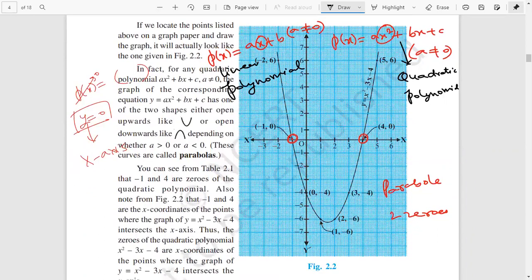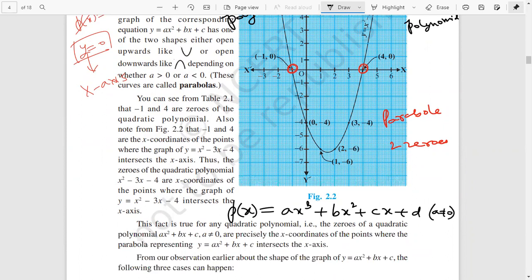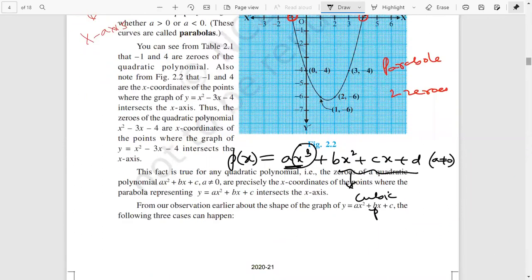What will be the standard equation of a cubic polynomial? It will have x cube also. So p(x) will be a cubic polynomial. The standard equation we can write as ax cube plus bx square plus cx plus d. Again the condition is that a should not be equal to 0, because if a is 0, the first term will be 0, and the equation will become degree 2, a quadratic equation. So with x power 3, we call this a cubic polynomial.